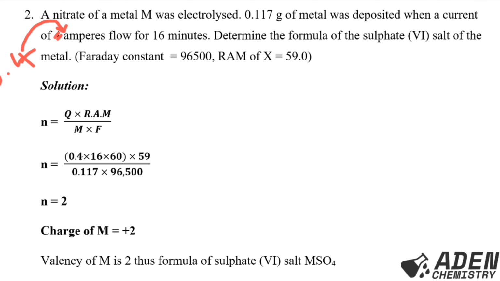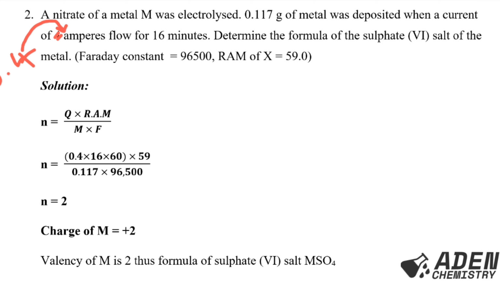So the formula for calculating the number of Faradays, we say it is equal to Q multiplied by Rm divided by M times F. So Q is the quantity of electricity passed, and the formula for quantity of electricity is IT, where I is current measured in amperes, so 0.4 multiplied by time.